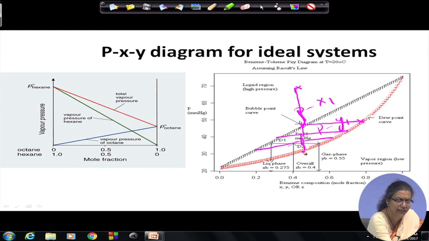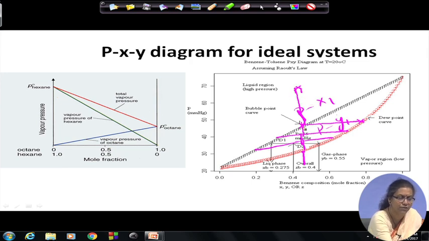The moment we strike the saturated vapor curve, more or less the last drop of liquid has vaporized, and then we enter the single phase vapor region, and again my composition in the vapor phase is the same as that of x1. In this case, I denote it with y1. So, I had started with a composition of x1 in the liquid region.